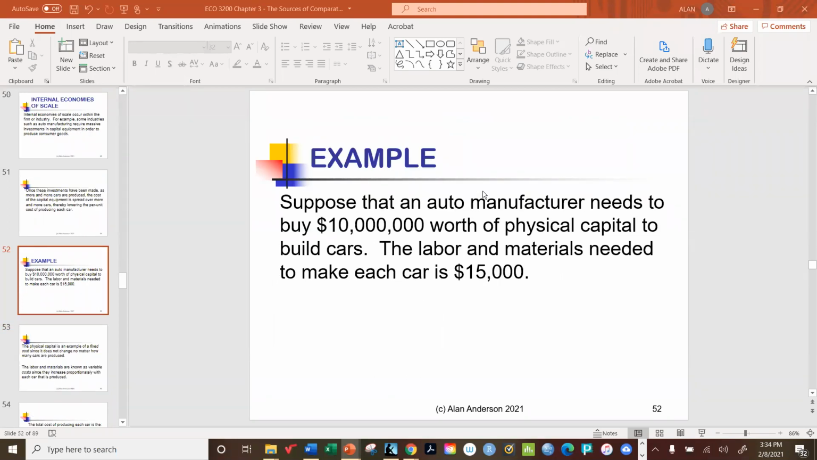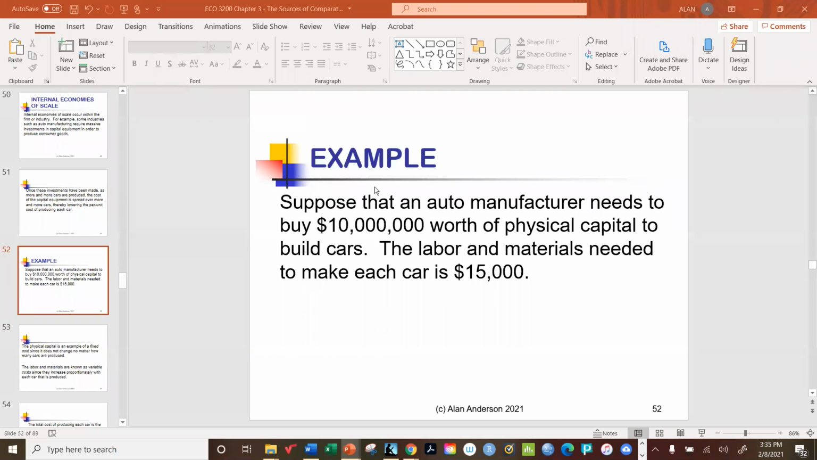Imagine that this is, let's say, Chrysler. They spend $10 million to buy the equipment needed to make cars in their factories. But each car also requires labor and materials, like steel and rubber for the tires and all this and that. Let's say that in order to build cars, Chrysler needs to spend $10 million on the equipment, and then each car requires another $15,000 worth of labor and materials.